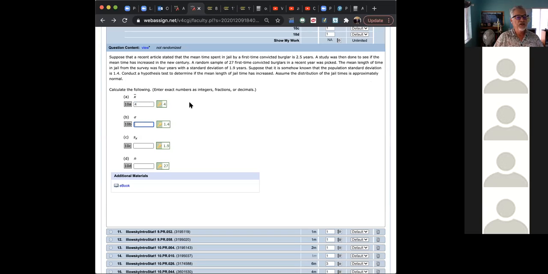And our standard deviation is assumed to be known up here. And so we would specify sigma then as that known standard deviation, and that's given to be 1.4, right? And then the sample standard deviation we're told was 1.9, right? And our sample size n is 27, okay?